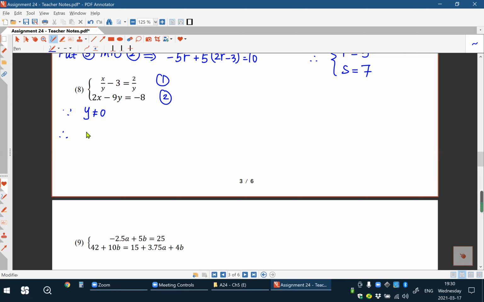Because y is not 0, we can times a y to both sides of the first equation. And this will give you x minus 3y equals 2, right? This is a linear equation now. So let's call this 3.